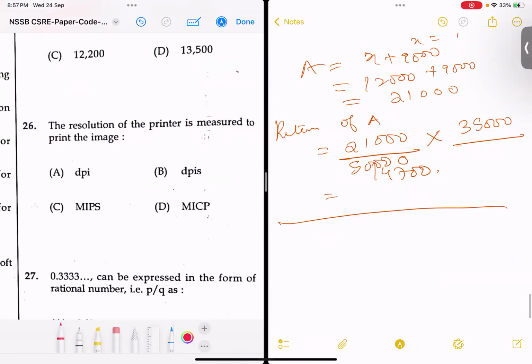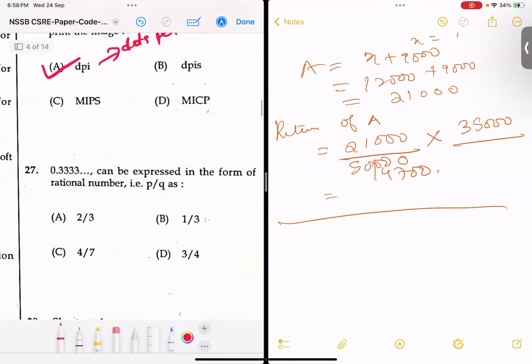Question number 26. The resolution of the printer is measured to print the image. In a printer, the resolution of any picture that we see on a computer or a phone is measured in a unit known as DPI, which is short for dots per inch. All pictures are created with the help of dots, so this is known as DPI.